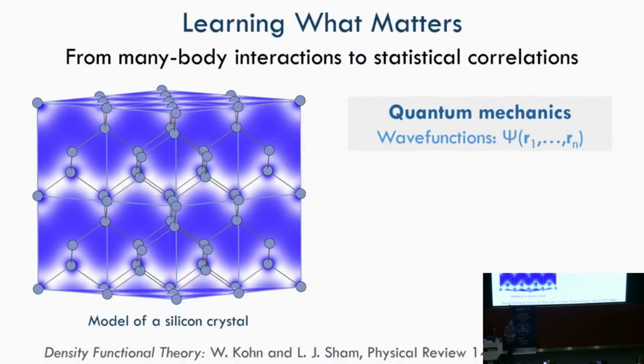So I'm interested in materials, largely in crystals. This is an illustration of a crystal of silicon. You see the atoms of silicon and the electron density around those atoms. If you want to describe this picture, you need to deal with wave functions, because electrons obey quantum mechanics, and that's where the difficulty comes in terms of solving the numerical equations.